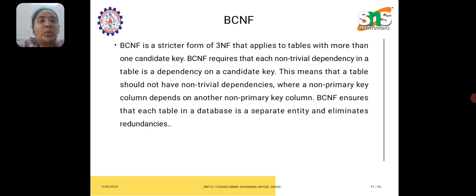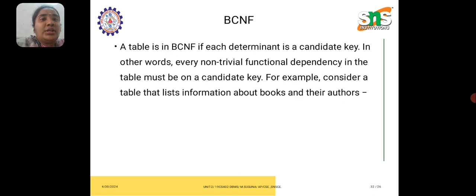And BCNF relies on a candidate key. What is a candidate key? This candidate key must have primary and unique features within it, and the table is in BCNF if each determinant is a candidate key. In other words, each non-trivial functional dependency in the table must be on a candidate key.